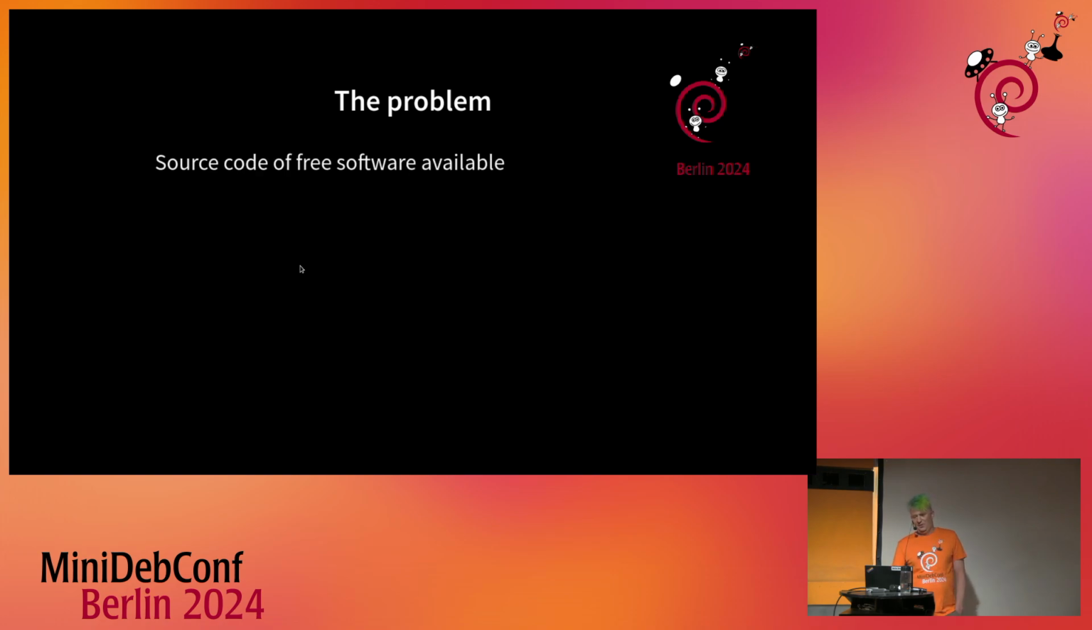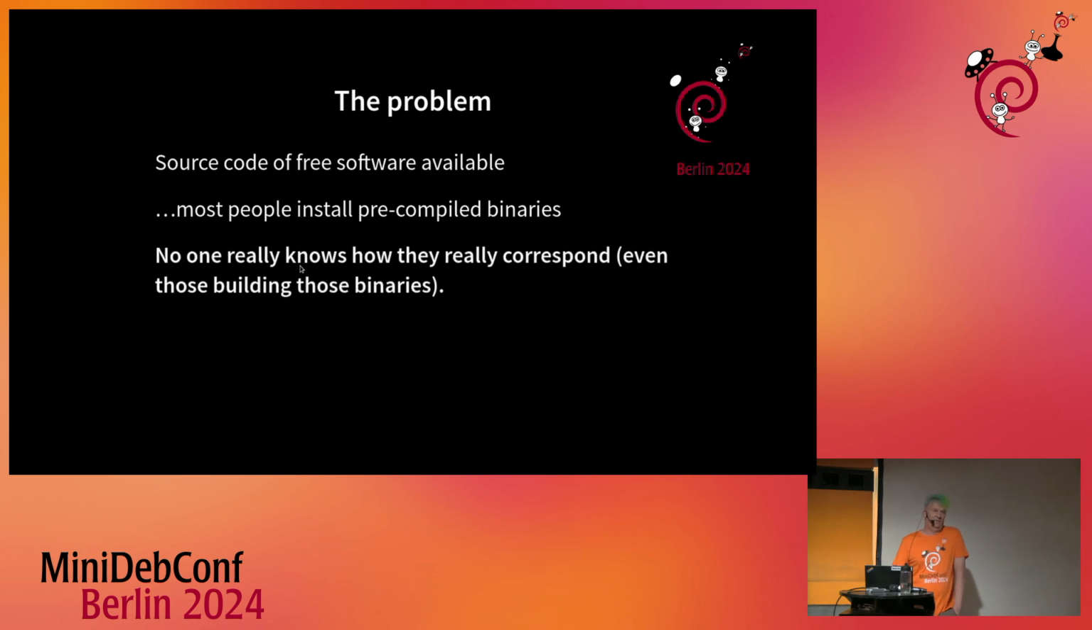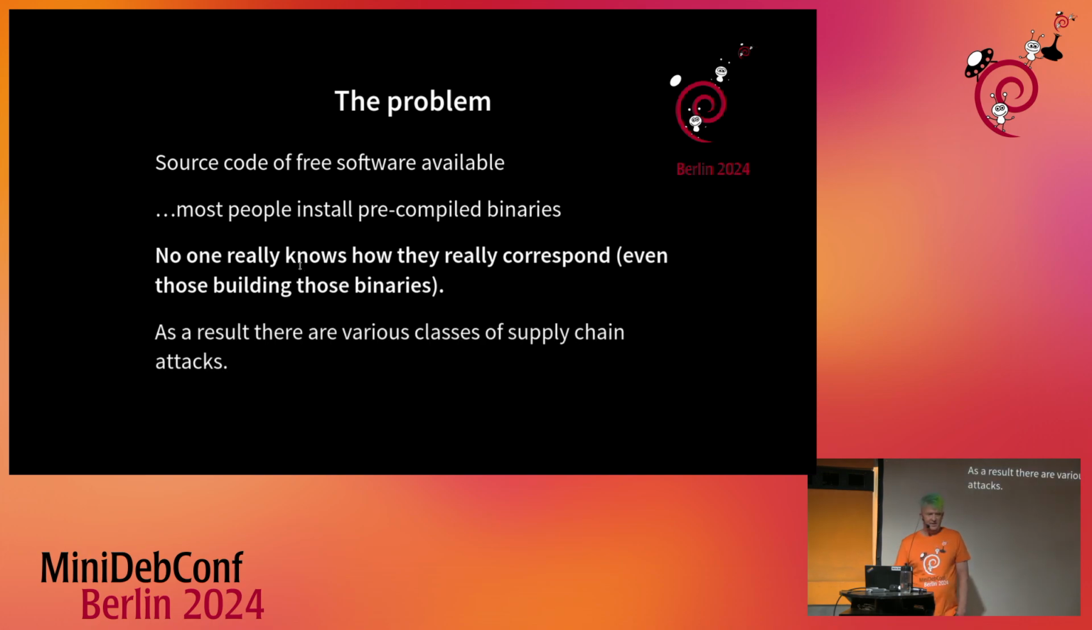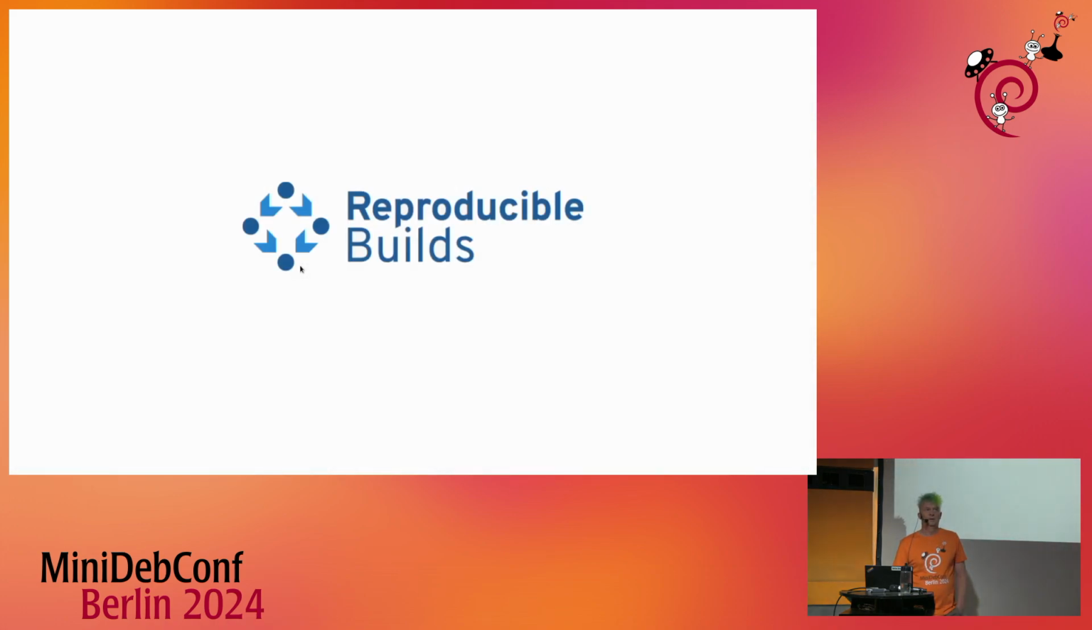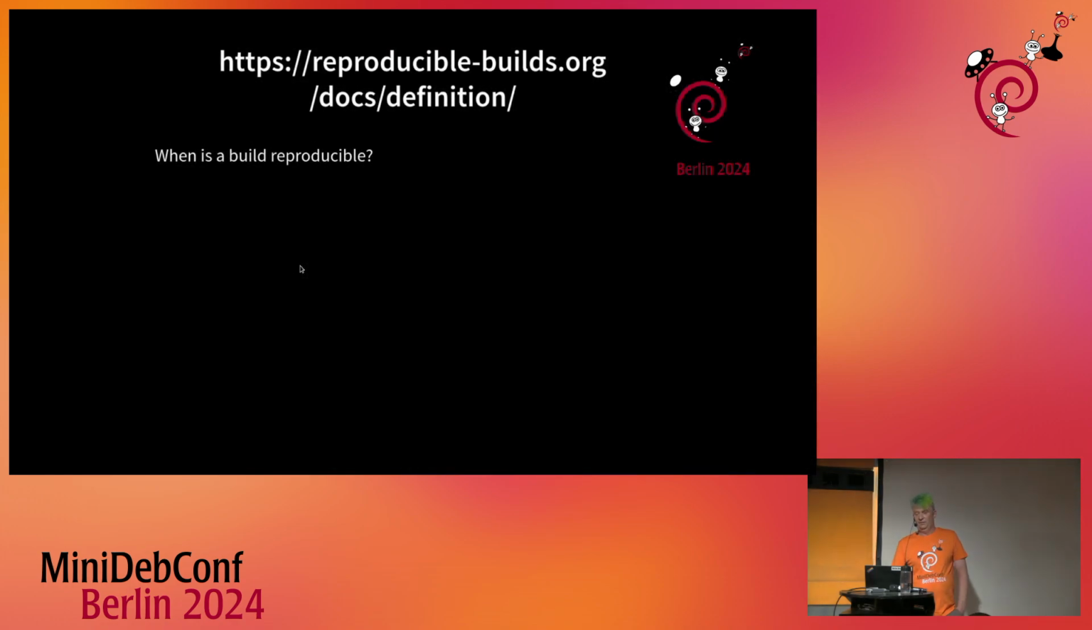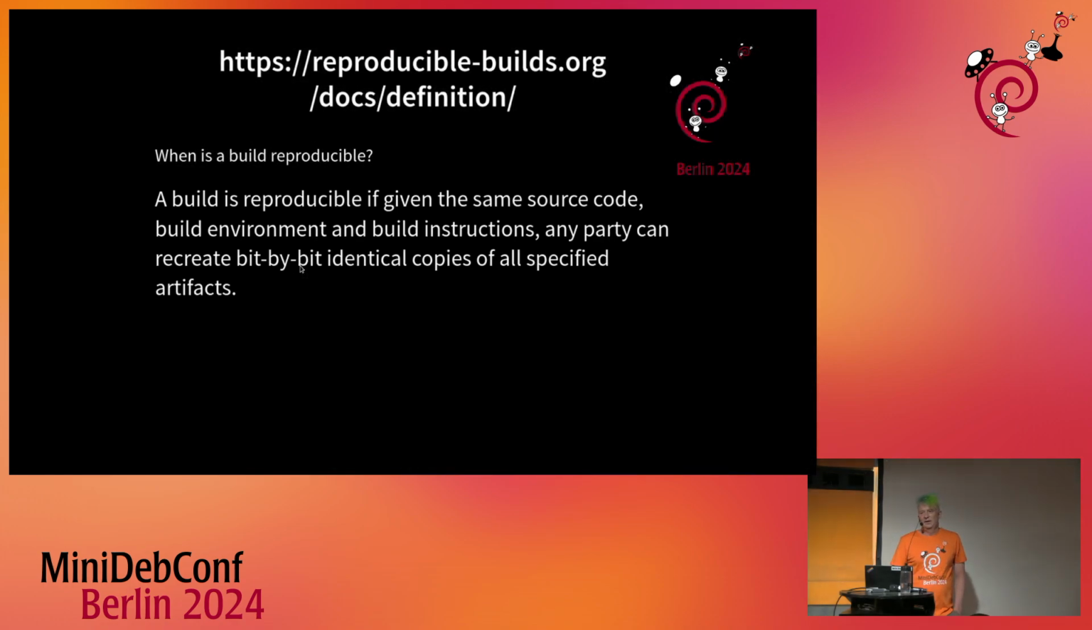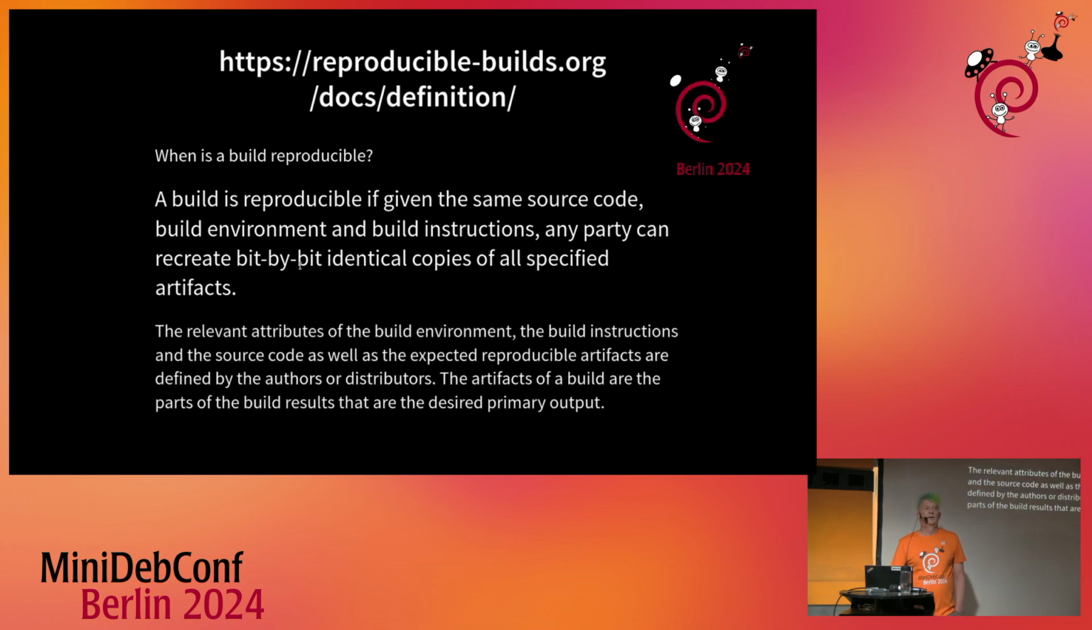The problem. Source code of free software is available. Most people install precompiled binaries. No one really knows whether they really correspond, even those building the binaries. And as a result, there are various supply chain issues. There's supply chain attacks. So reproducible builds. When is a build reproducible? Given the same sources, the same build environment and build instructions, any party can recreate bit-by-bit identical copies of all specified artifacts. And it's a bit more complicated, but yeah, you know this.